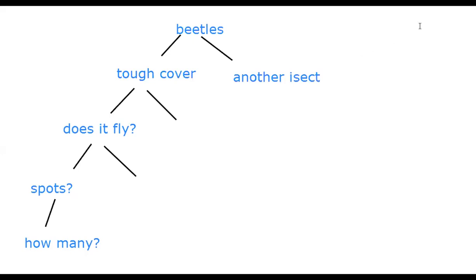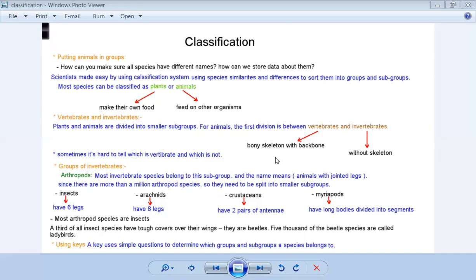This method is easy. Scientists discovered this method to make it easy for people or for other scientists to identify organisms quickly.